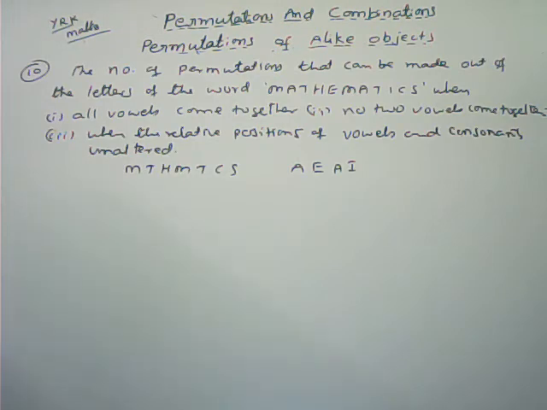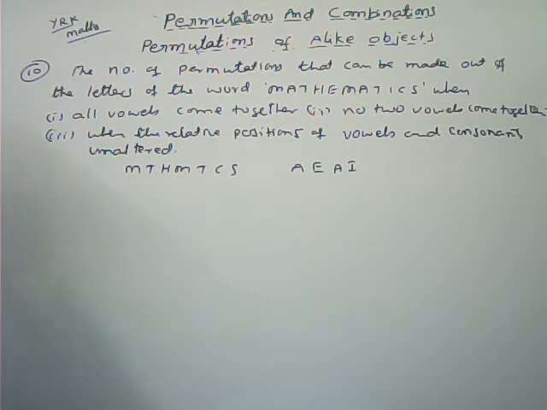Here next one, the number of permutations that can be made out of the letters of the word MATHEMATICS when all vowels come together. No two vowels come together. Next, third one, when the relative positions of the vowels and consonants are unaltered, should not be changed. The relative positions of the vowels and the consonants should remain the same only.